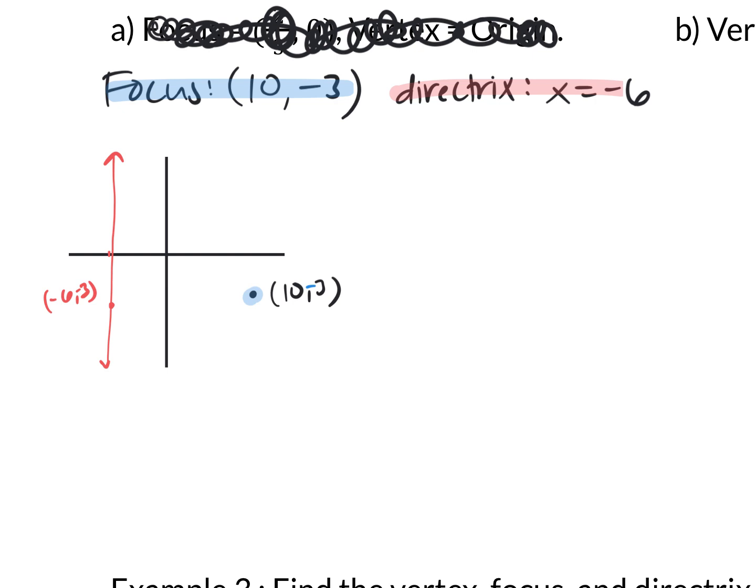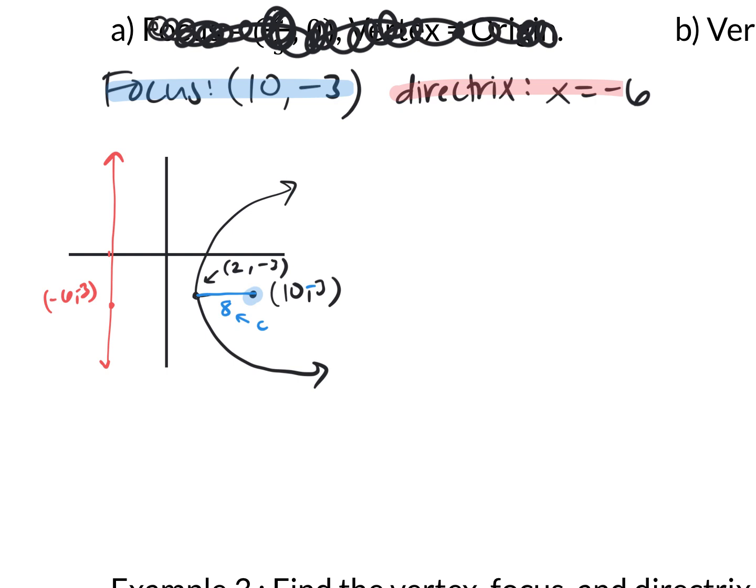So what is the distance total between these 2 points? Between -6 and 10, that total distance is 16, right? So halfway would be 8. So 8 units away from the 10 would be at the point what? 2, right? So this point is at (2, -3). So we know our parabola opens up towards my focus point. My c value is the distance between the focus point and the vertex. We talked about how this distance right here was 8, so that's my c value.